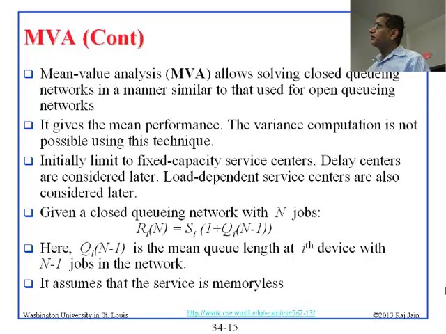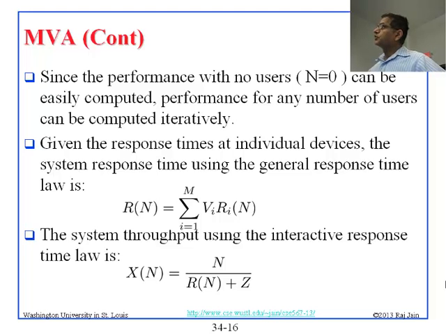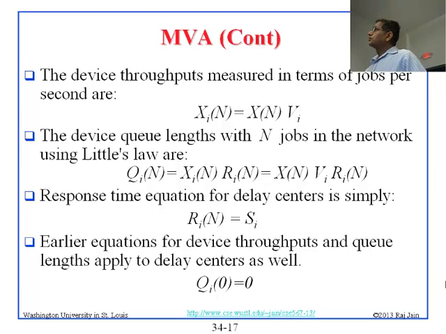Now, the thing is, this formula only gives you Ri. You can get the system response time by adding all the Ri's. So if you have R1, R2, R3 at the devices 1, 2, and 3, and the visits V1, V2, V3, you can just multiply V's and R's, and you get the total response time. If you know the total response time, you can calculate the total throughput. And once you know the total throughput, you can calculate the device throughput. Once you know the device throughput, then you can calculate the device queue length. So this is a cyclic thing. You start with the queue length, and you go back to the queue length, and so on and so forth.